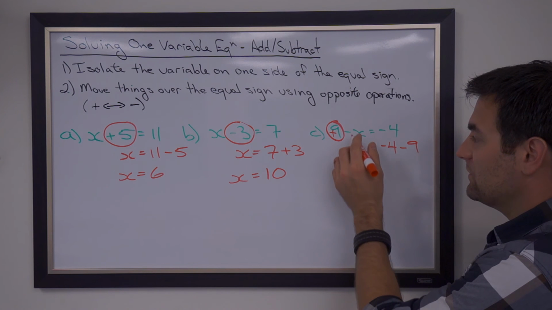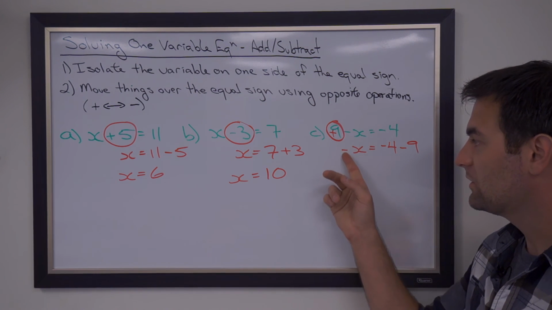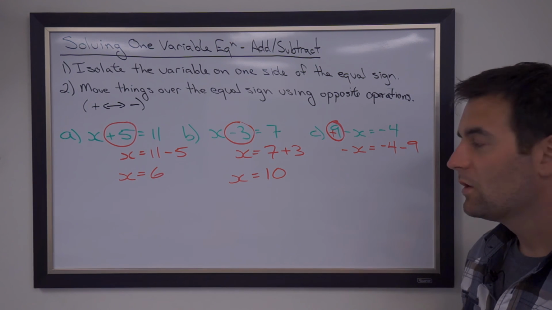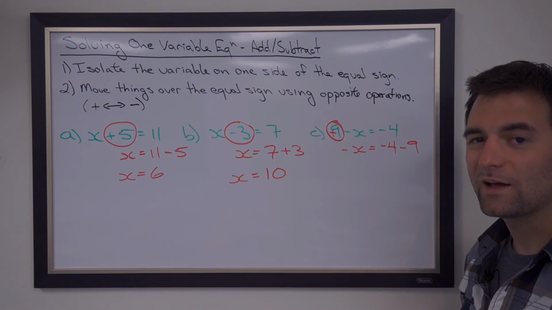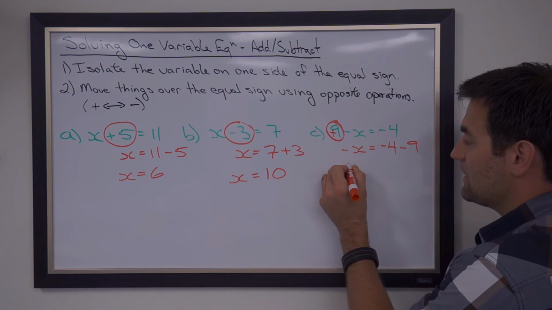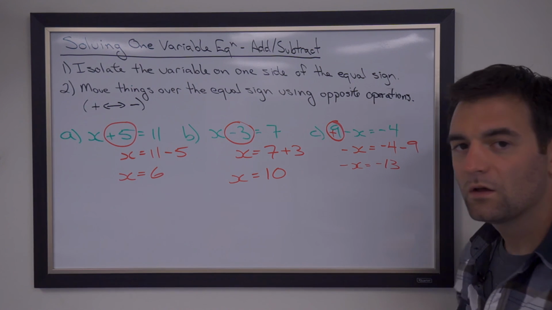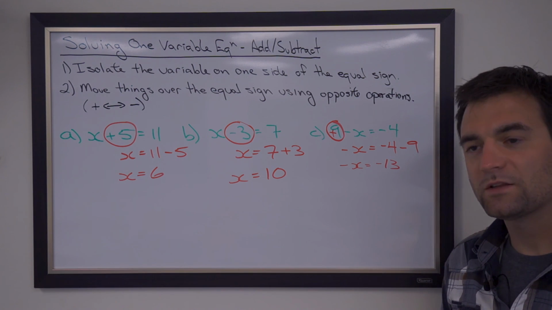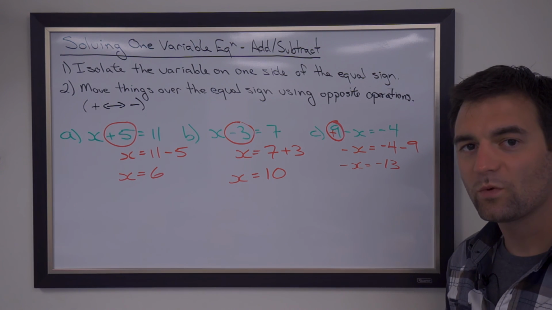So negative x, notice the negative stays as well. The negative doesn't disappear. It's still negative x. Negative 4 minus 9, that gets you negative 13. So negative x equals negative 13. Now that's not the final answer. That's negative x there. We don't want to know what negative x is. We want to know what x is.